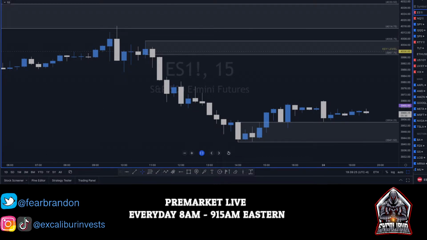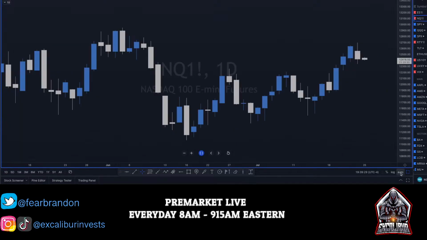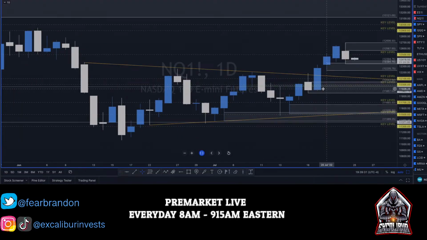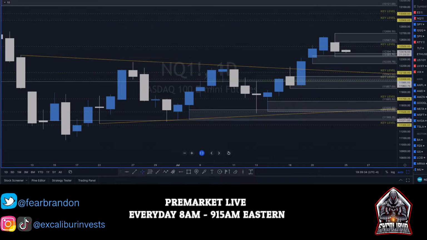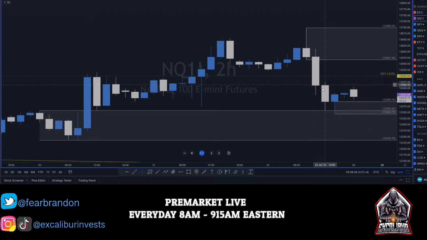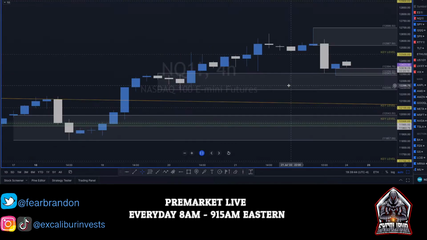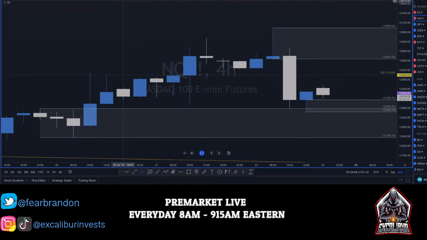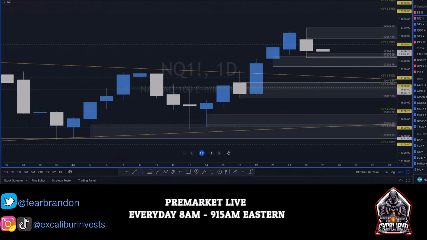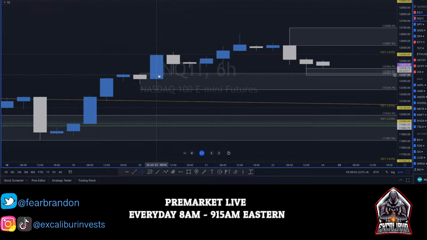But there's ES. We could go NQ. I always watch both of them because one's always leading the other. One's always hitting retracements before the other, causing the other to retrace. NQ was the one that actually did bounce the market Friday. If you had this charted up, we had a 4-hour, 6-hour right here.